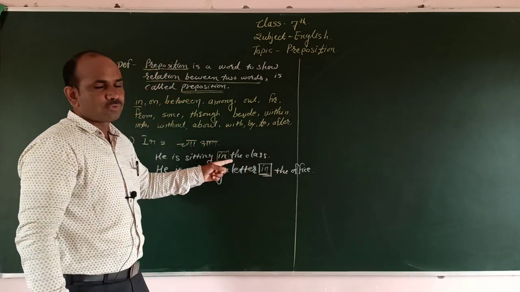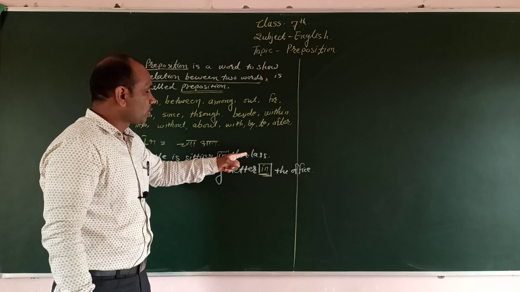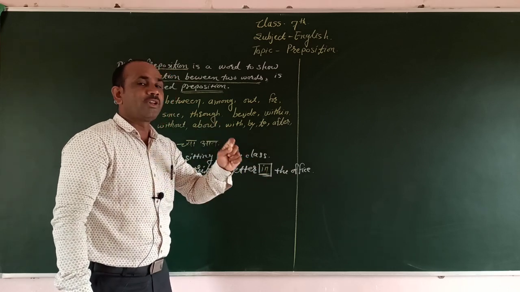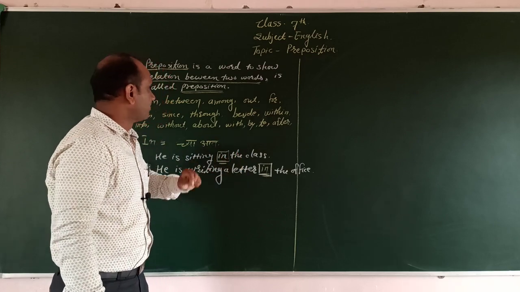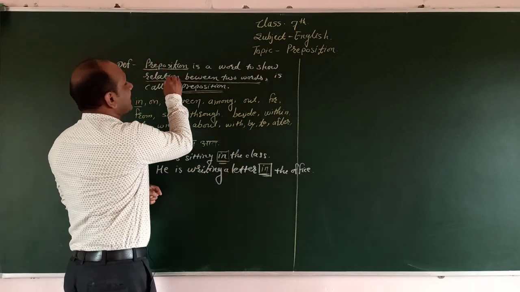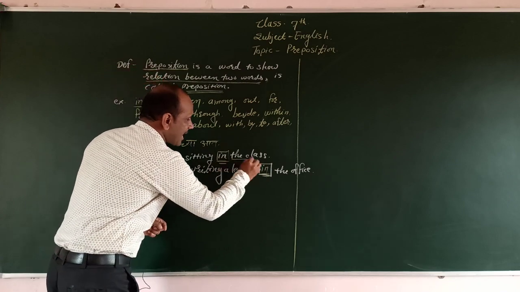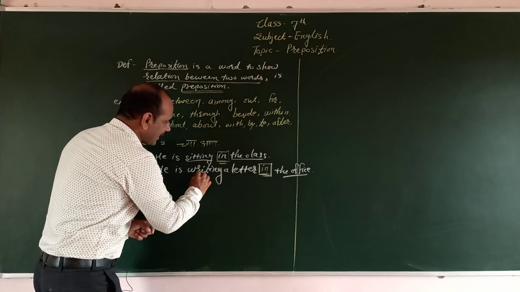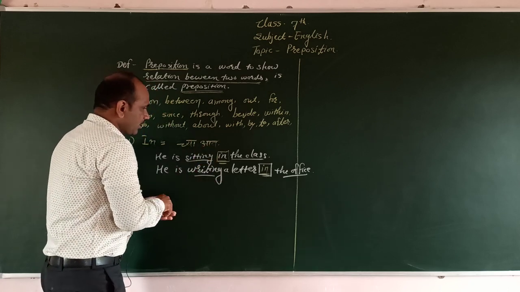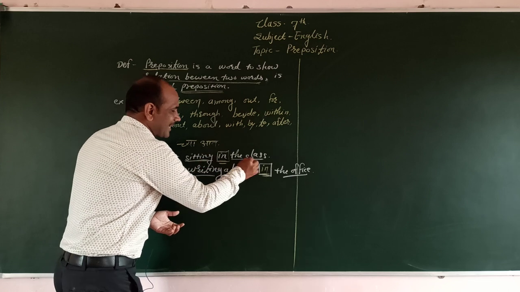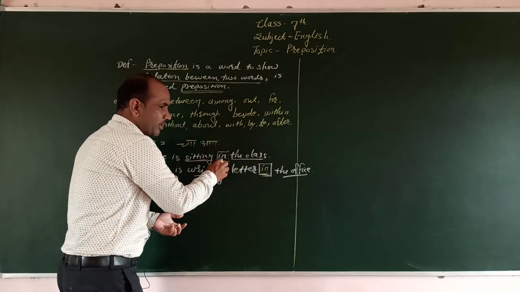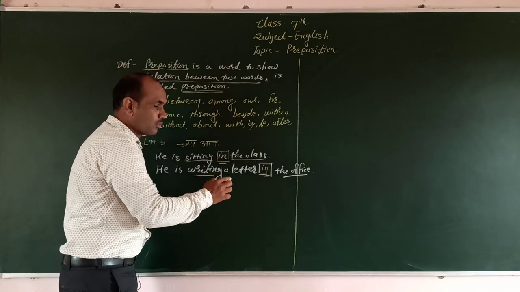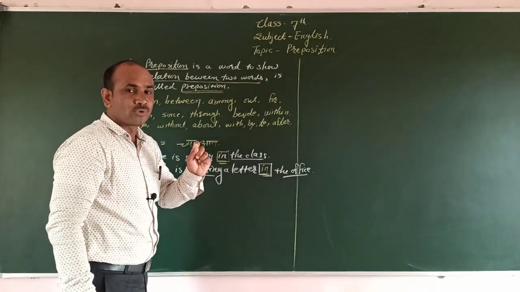Listen, in both cases we have to write the preposition before the noun. Class is a noun, office is a noun. Meaning, before the noun we always use the preposition. That means here is the relation between two words. Here the relation is with class and office, which are nouns. Sitting and writing are actions. Sitting is one word, class is also one word. Between the two words we are using in. Sitting is one action and class is a noun. Between the two words we have to show the relation.